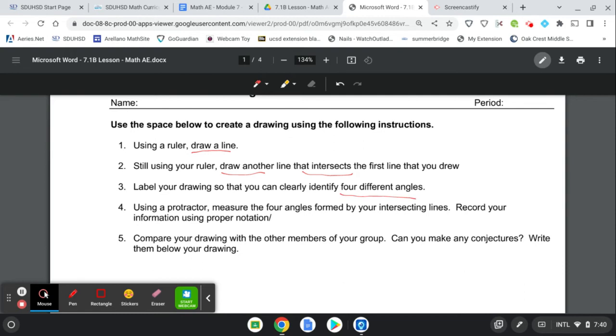Then once you've done that, you're going to take your protractor and measure the 4 angles that are formed by the 2 intersecting lines. You're going to record your information, and then compare your drawings with other classmates and see what conjectures you can make.